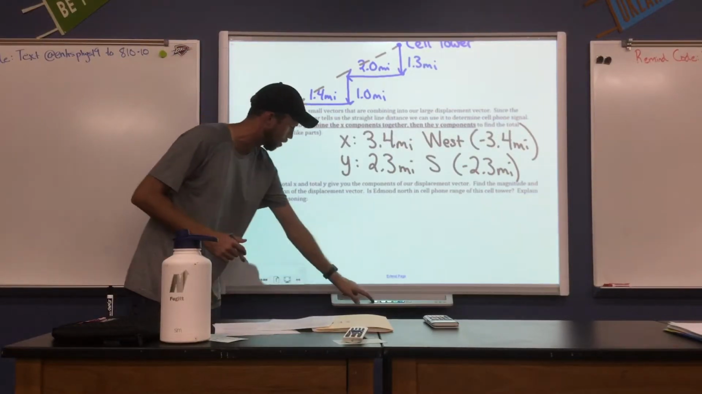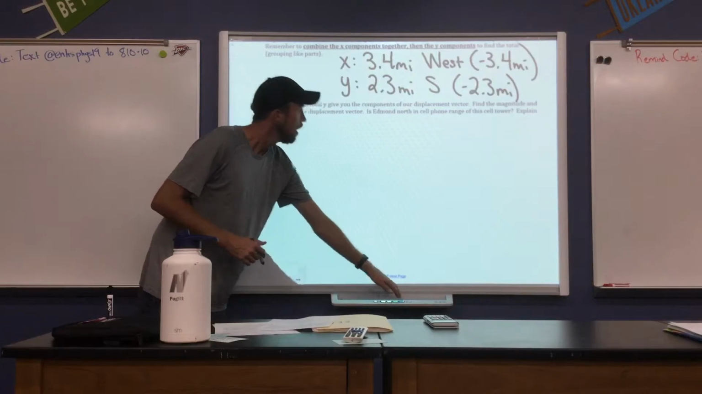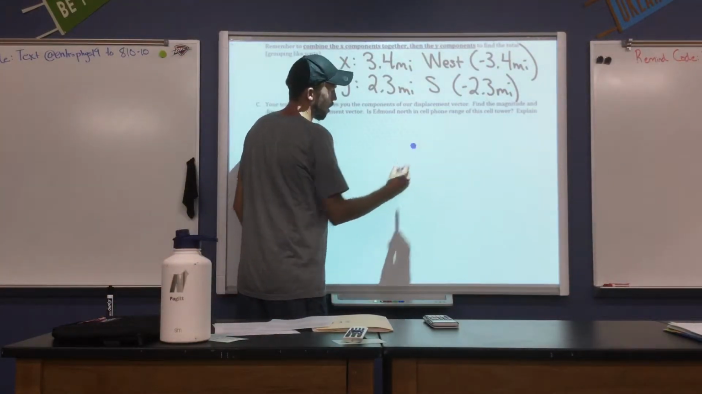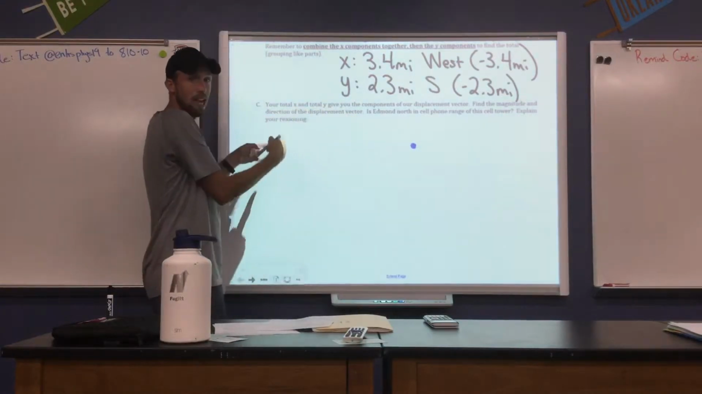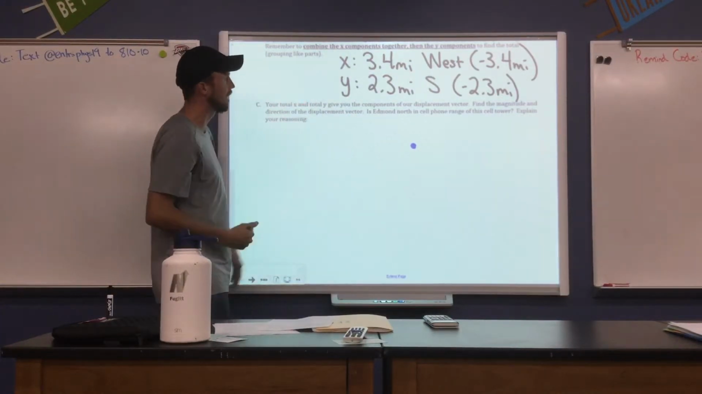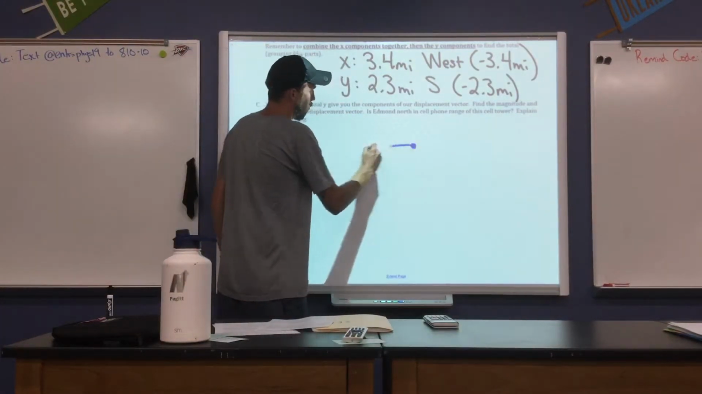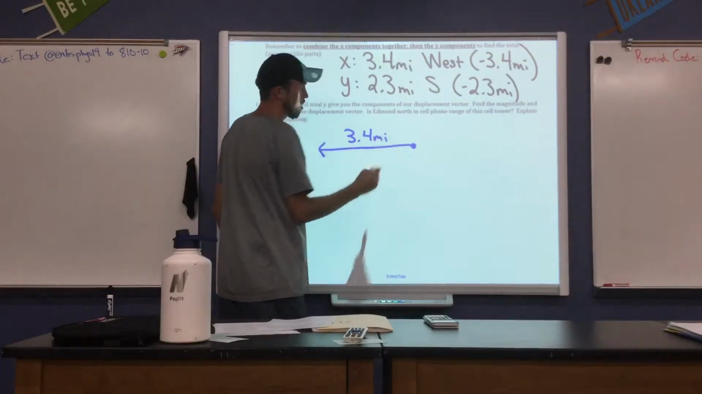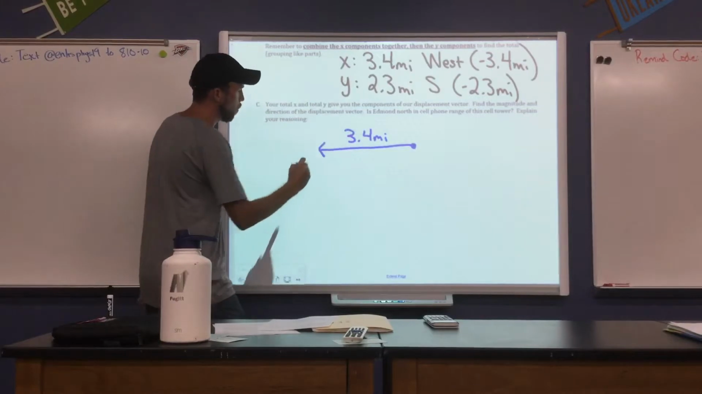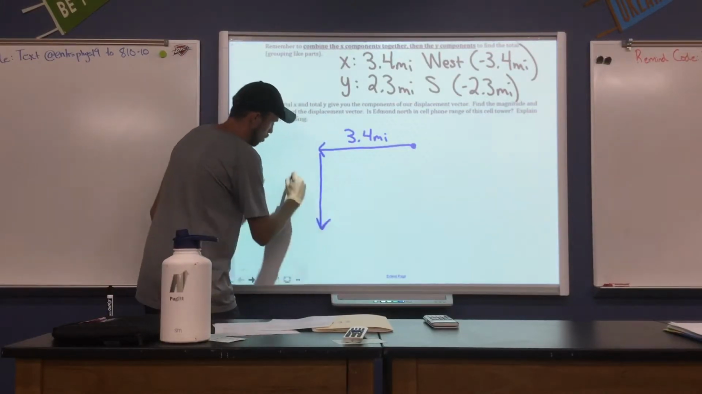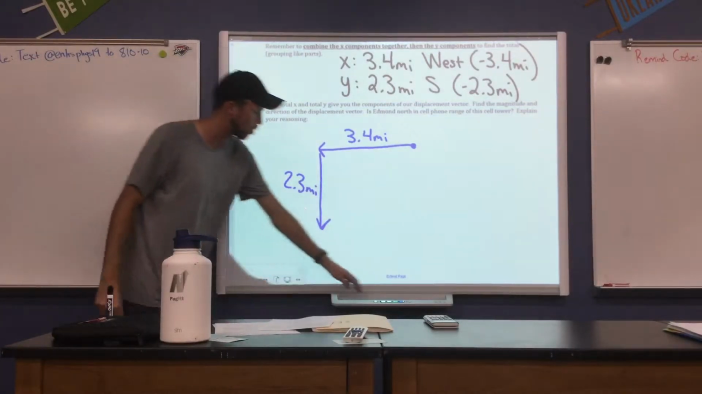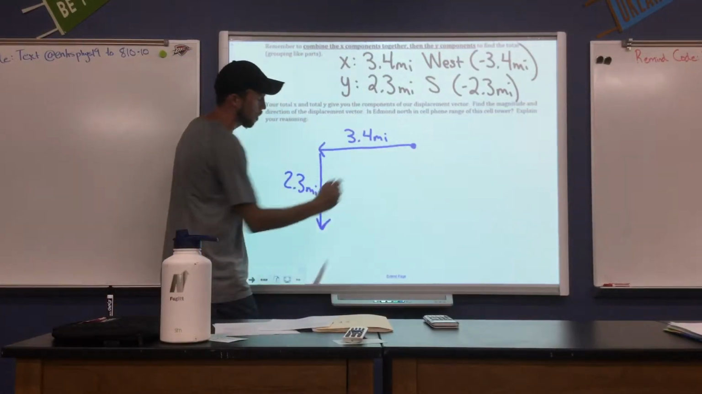I'm going to pan down here just a little bit. Now I'm going to redraw those components, and I'm going to draw them tail to tip. So draw one, and then from the end of one, we'll draw the beginning of the next. 3.4 miles west, or negative 3.4 miles in the x direction, and 2.3 miles south, 2.3 down, like so. Then we'll draw an overall vector from our starting point to our ending point in a straight line.